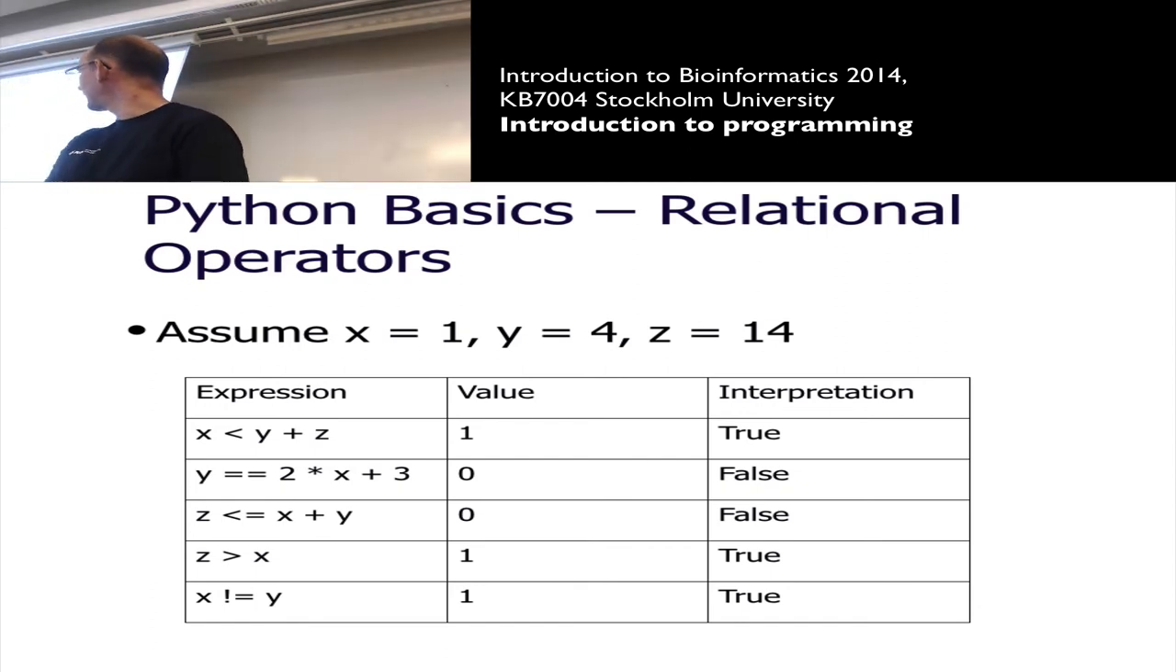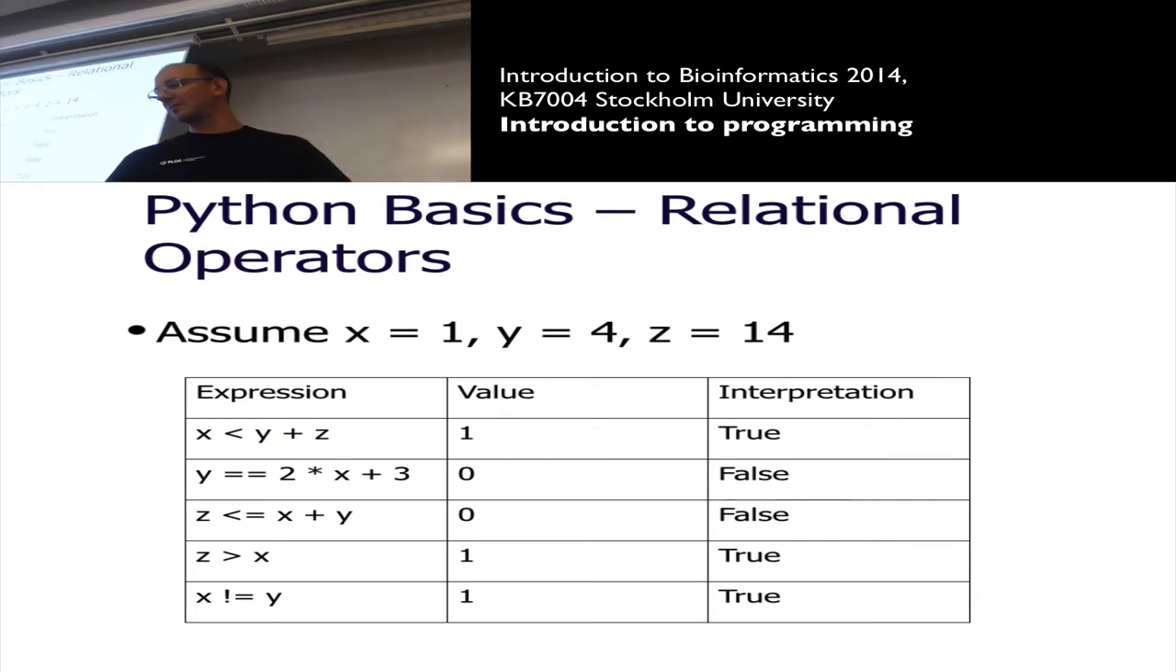So here I may assume that x is 1, y is 4, z is 14. Is x more than y plus z? No. And actually, true has a value of 1 and false has a value of 0. And in principle, you can do something else with that. If y equals this, no, it's not, etc. If you ask whether x is not equal to y, then it's true, because they're not the same.